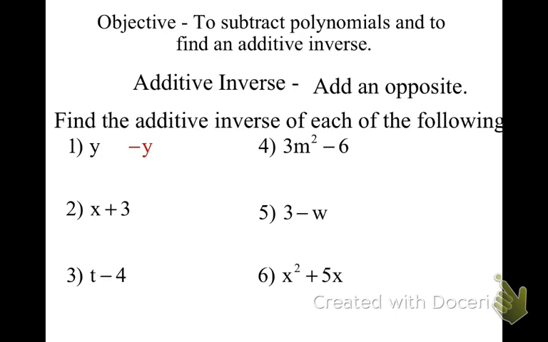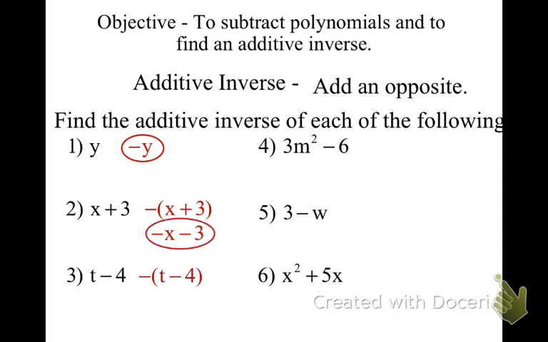And for the additive inverse of a binomial, we use the negative times the whole thing. So that would be negative x minus 3. We take the negative times the quantity x plus 3, and that simplifies to negative x minus 3. Now I'd like you to pause the recording and do 3 through 6. Now check your work.